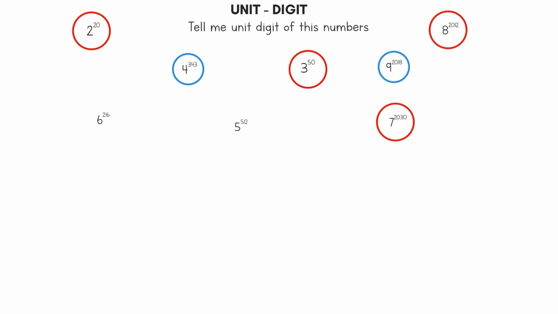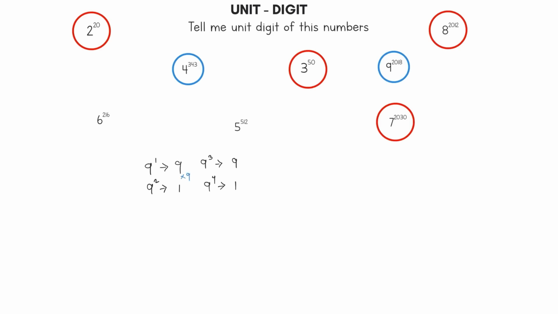If you can see it here, 4 and 9 both have a blue circle, which means both will have a cyclicity of 2. Let us verify if 9 has a cyclicity of 2. So 9 raised to 1 is equal to 9. 9 raised to 2 is 81, so the unit digit is 1. 9 cube is 729, unit digit 9. 9 raised to 4 is 81 into 81, unit digit 1, and so on. So this verifies that 9 has a cyclicity of 2.